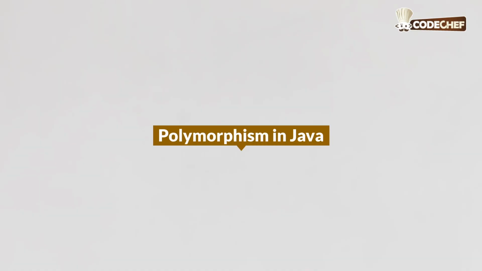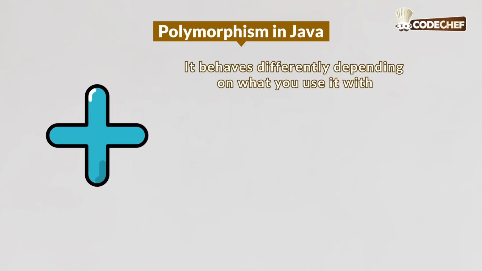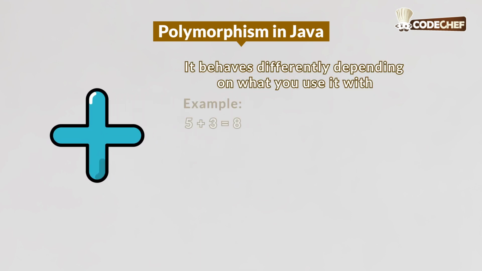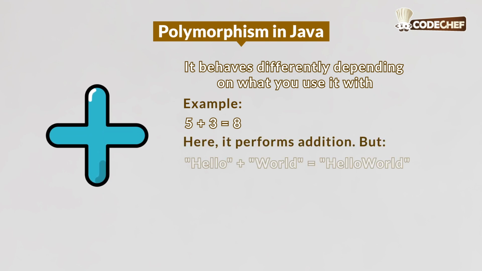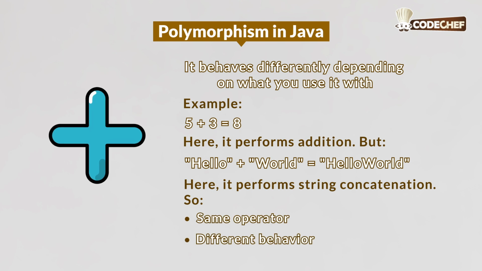Polymorphism in Java. Now think about the addition operator. It behaves differently depending on what you use it with. For example, 5 plus 3 is equal to 8. Here it performs addition, but "hello" plus "world" is equal to "hello world". Here it performs string concatenation. So same operator, different behavior. This is a simple example of polymorphism.